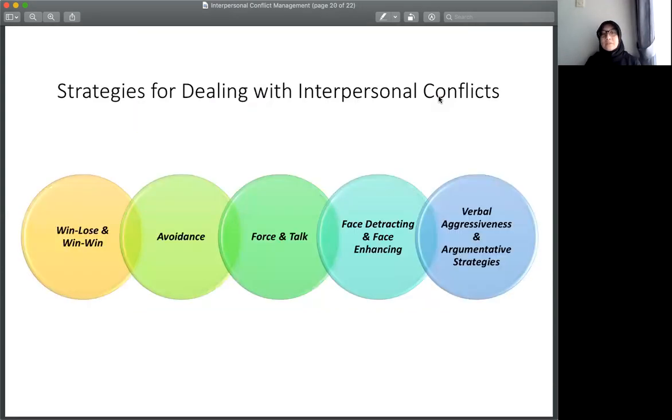Here we have several strategies dealing with interpersonal conflict for each of us that are involved in conflict. The first is win-lose or win-win. The second is avoiding each other. The third is force to talk about it. The fourth is face detracting and face enhancing. One backs down, one comes forward. The last one is verbal aggressiveness or argumentative strategies. Verbal aggressiveness is conflict resolution with abuse or dominance. While in the argumentative strategies, we come forward together and we talk about it.